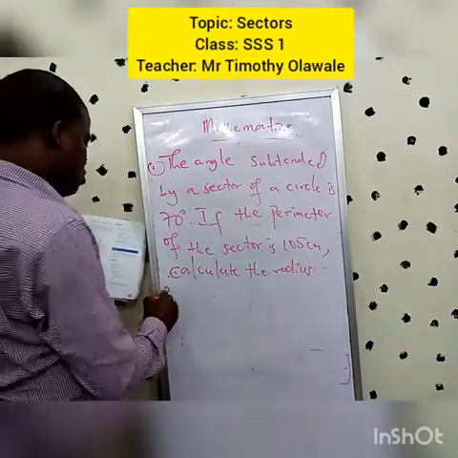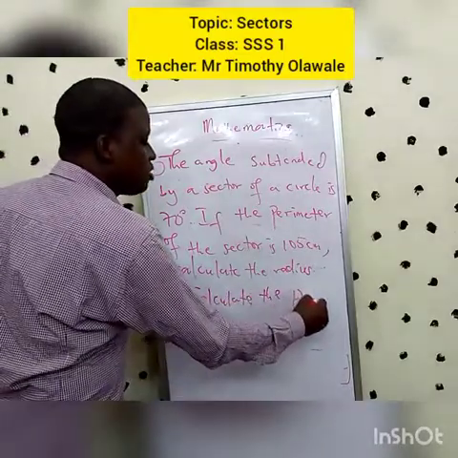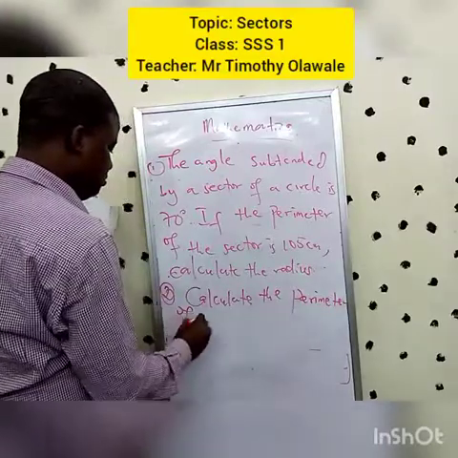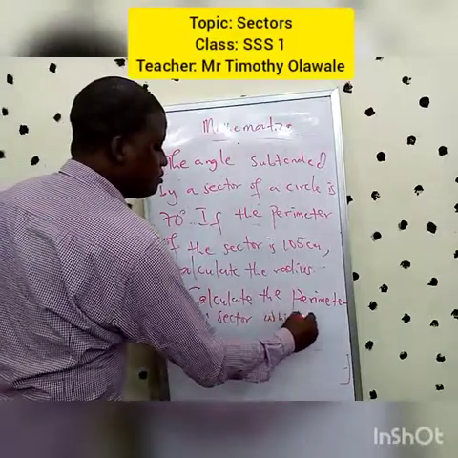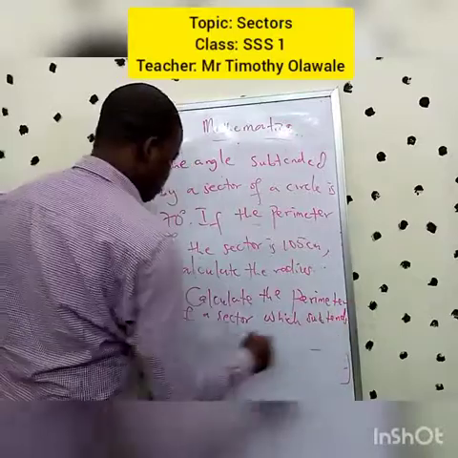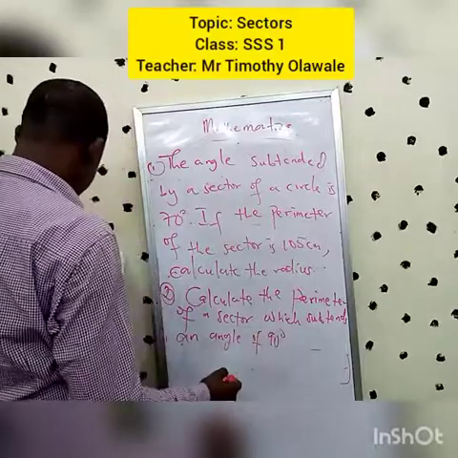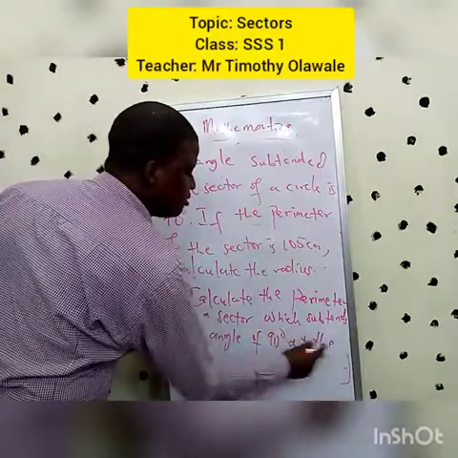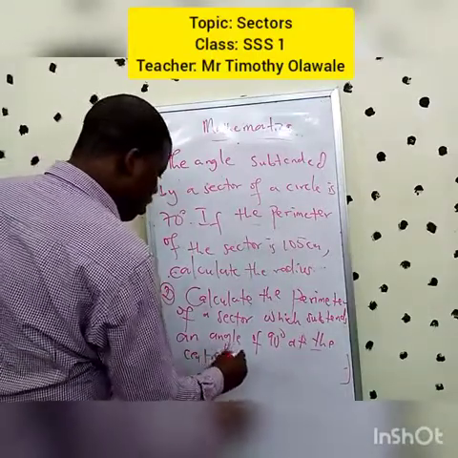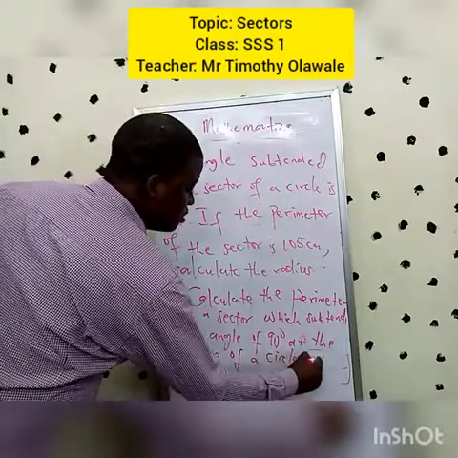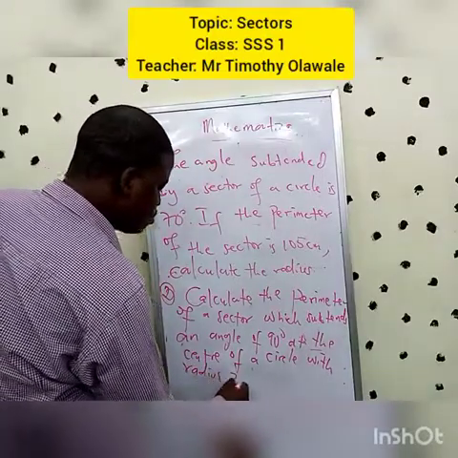Let me give you question 2. Number 2 says, calculate the perimeter of a sector which subtends an angle of 90 degrees at the center of a circle with radius 21 centimeters.